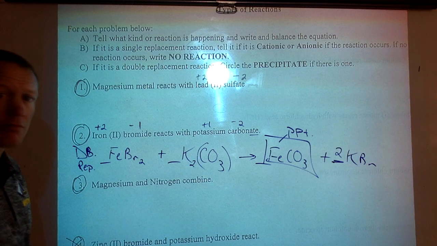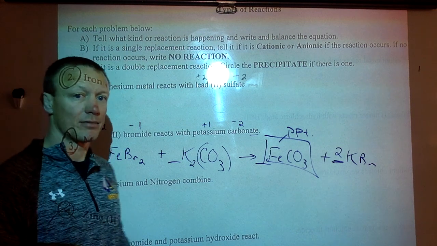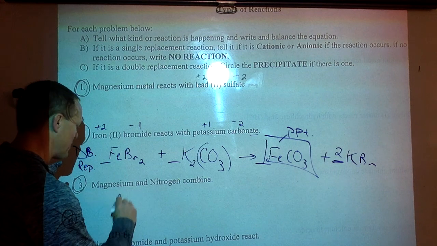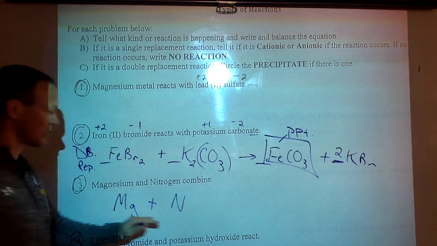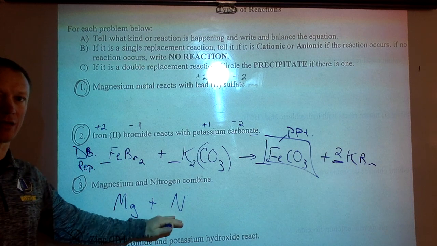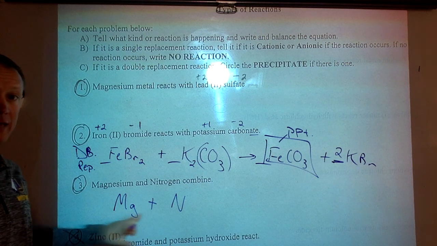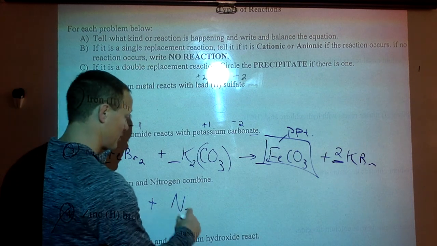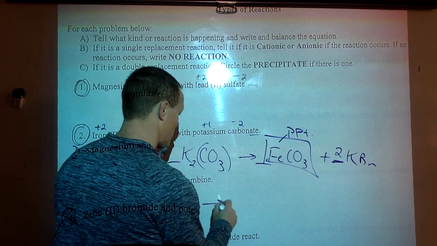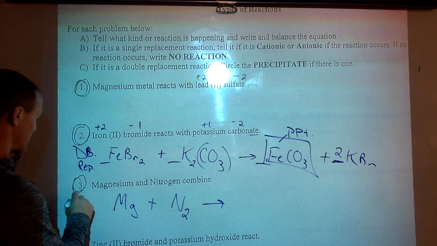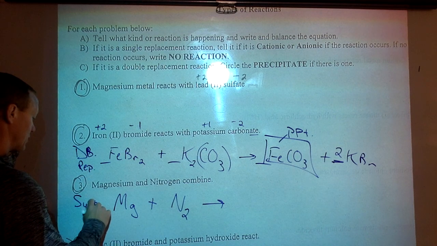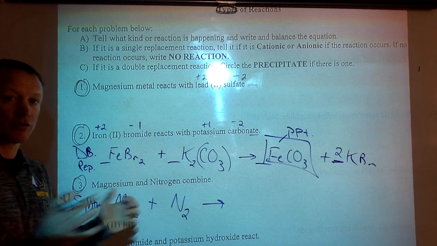Third one, magnesium and nitrogen combine. So we have magnesium plus nitrogen. Always look and see if those are diatomics when they're by themselves. Magnesium is not one of the diatomics. Nitrogen is diatomic. So they're going to combine and make a compound. So this is going to be a synthesis reaction, taking two things and making them into one.